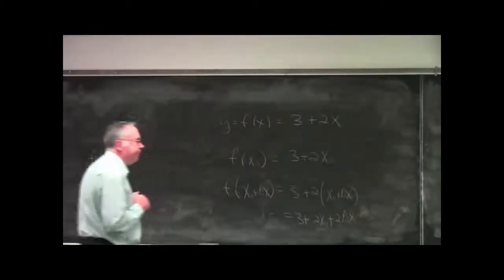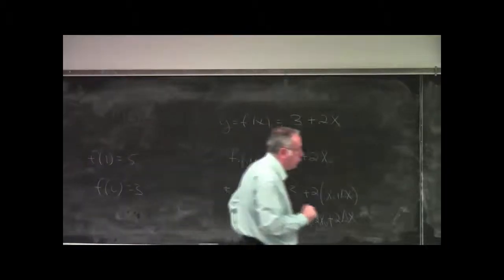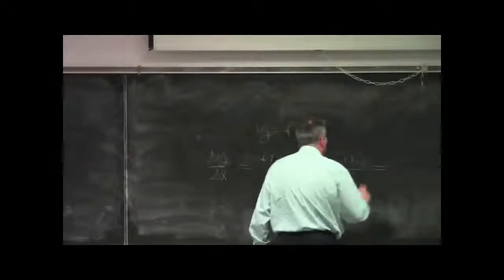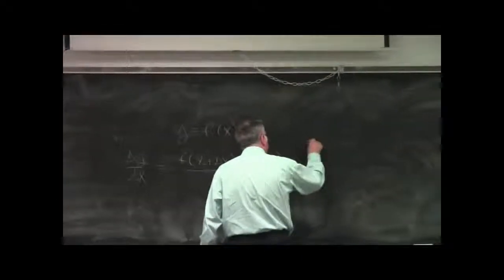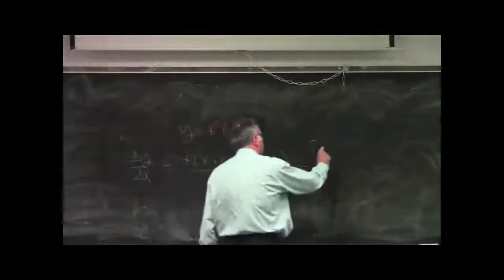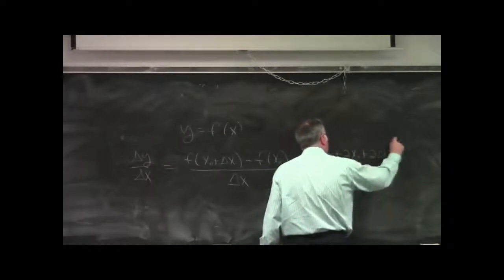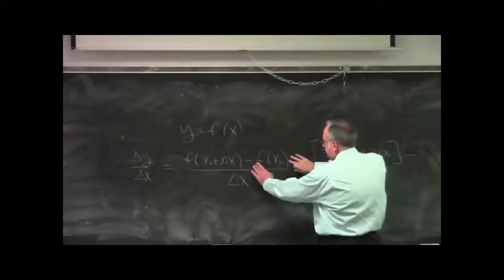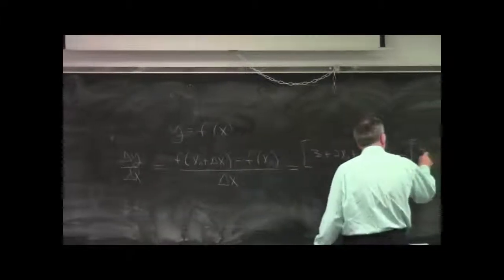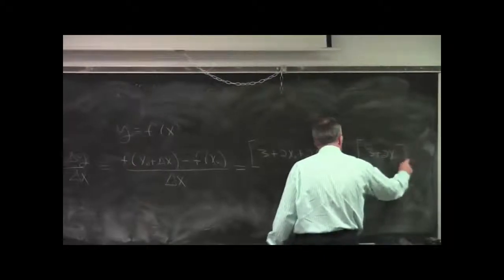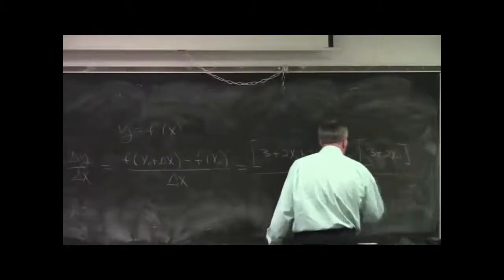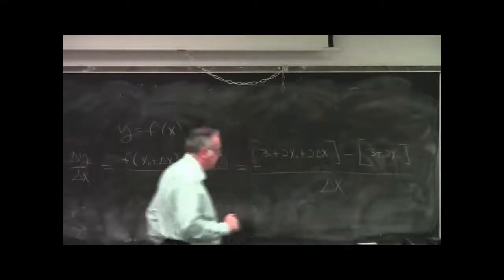Now, let's solve for the difference quotient. All we have to do now is plug in. If we plug in for f evaluated at x sub 0 plus delta x, it's just this expression right here: 3 plus 2x sub 0 plus 2 delta x, minus this, which is just 3 plus 2x sub 0, all divided by delta x. And just let's leave delta x as it is.